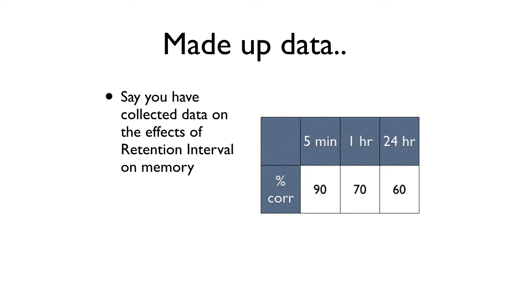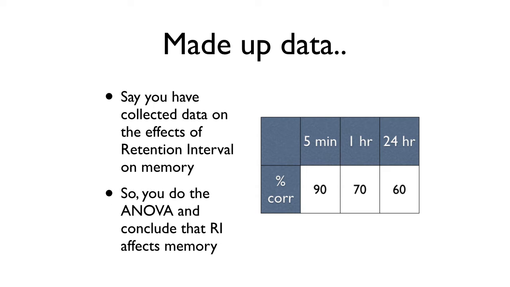And this is not that different than numbers you might get: 90% correct after 5 minutes, 70% correct after an hour, and maybe down to 60 or even less perhaps after 24 hours. Okay? So it wouldn't be a surprising result. We would do an analysis of variance, and we conclude that retention interval affects memory. You might do post hoc tests. In this case, you might do a transformation on those data because they're proportions, percentages, if the variances are messed up. But you'd end up concluding retention interval affects memory. It would be nothing groundbreaking. You would be the zillionth person to replicate that result.